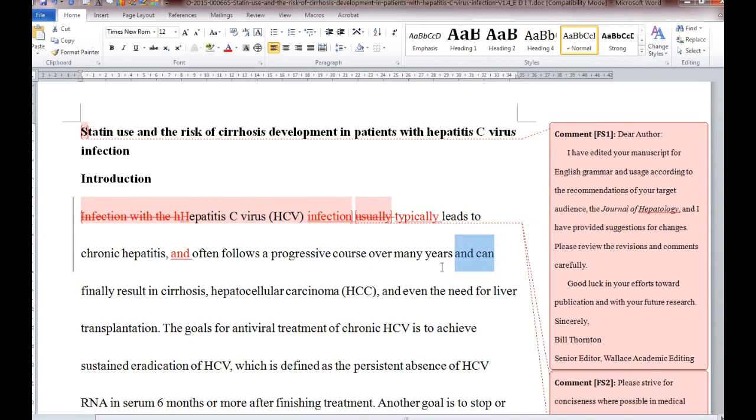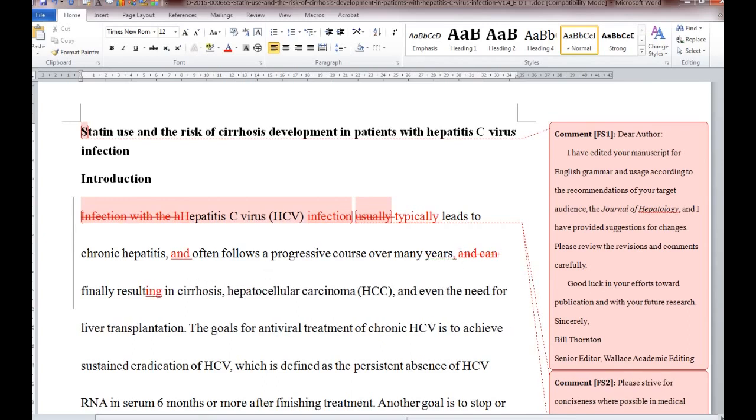Okay. Often follows a progressive course over many years. Okay. And can finally result. Okay. This isn't bad, but we can do without it. Okay. I'll make sure we put the appropriate punctuation. I'll place a comma here to end that clause. And then I have finally result.